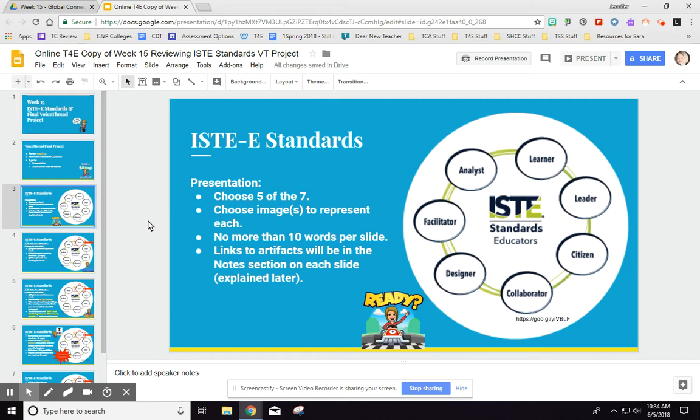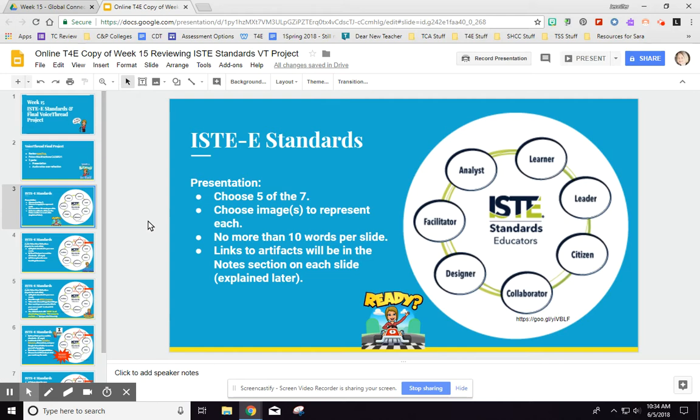So the presentation is going to be very minimal. And the reason I'm doing that is because I want you to actually talk to me about your reflection on a VoiceThread presentation instead of just having a whole bunch of words on a presentation itself. And so you're going to choose 5 of the 7 standards. You're going to choose 1 or more images to represent each.